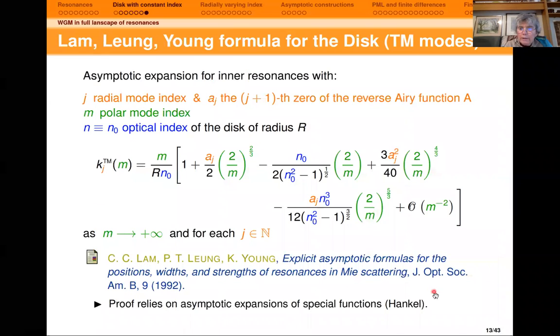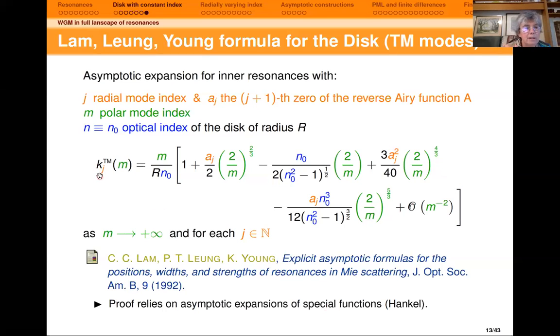In the literature, in a journal of the Optical Society, you find an asymptotic formula, and it is a sort of model of what we want to have, but in a much more general setting. The proof relies on asymptotic expansion of special functions. They started from the equation from which we had to find the roots, and studied the asymptotics of the special functions, Bessel and Hankel, where M is large, to find this sort of expansion.